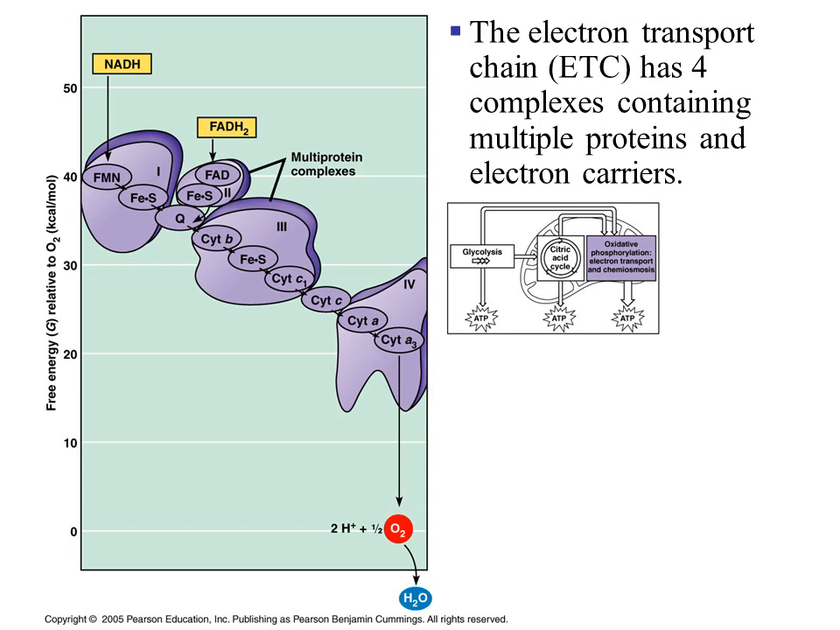Electrons will move down the multiple protein complexes, and eventually the electrons will be handed off to oxygen. If oxygen is not present, this process will stop.